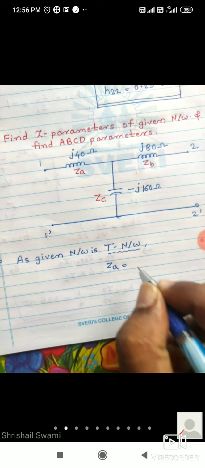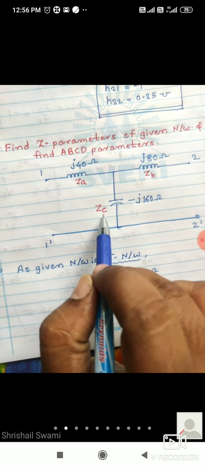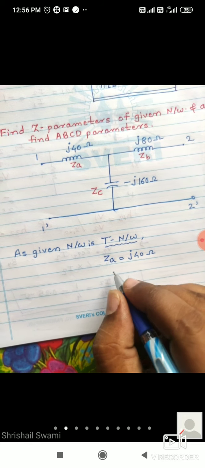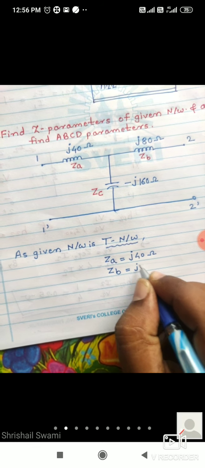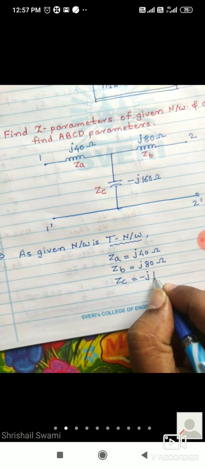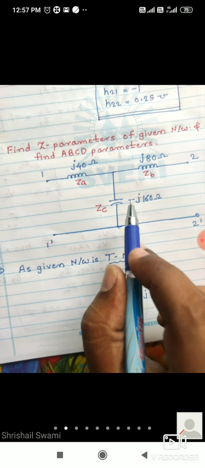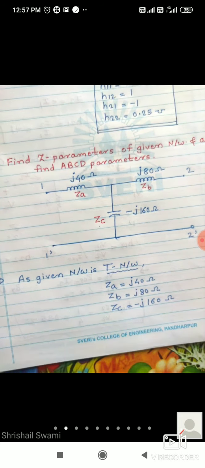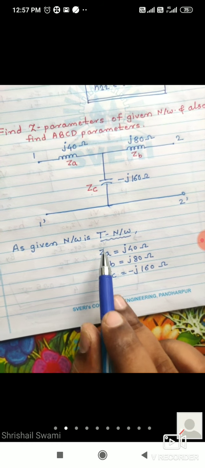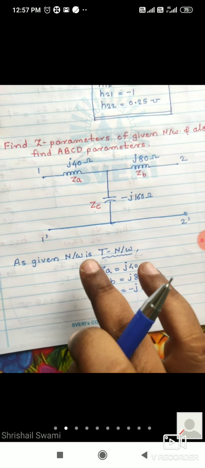So ZA is equal to J40 ohm. ZA, ZB, ZC are called the elements of the T network. So ZA is equal to J40, ZB is equal to J80 and ZC is equal to minus J160 ohm. The impedance of a capacitor is always negative, remember, and that of an inductor is always positive. Keep that in mind. Now, once you know ZA, ZB, ZC, you can directly find out the Z parameters.